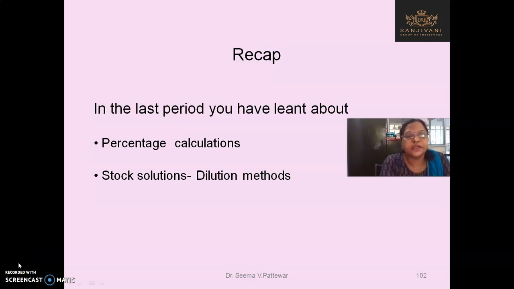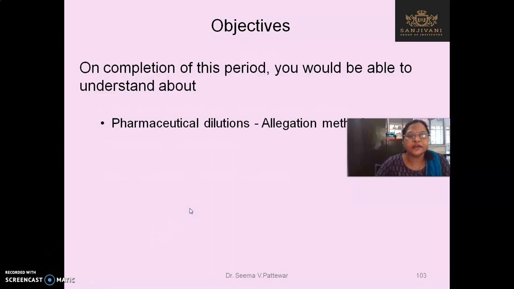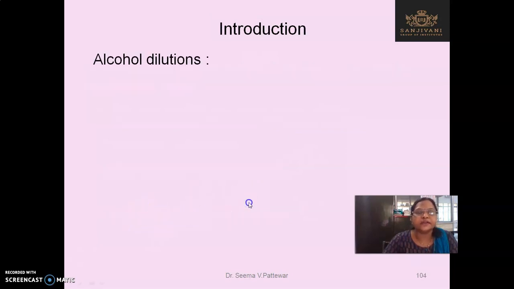Hello student, in the last lecture we have seen percentage calculation, stock solutions and their dilution methods. So in this session we will see pharmaceutical dilutions by alligation method, then proof spirit and proof strength, some solved examples and exercises.